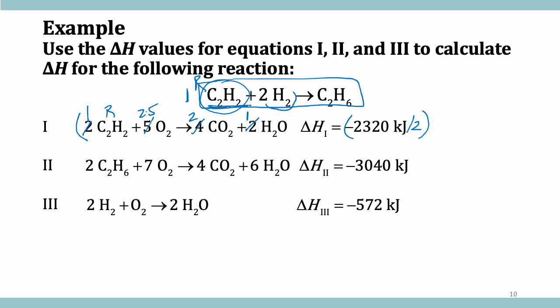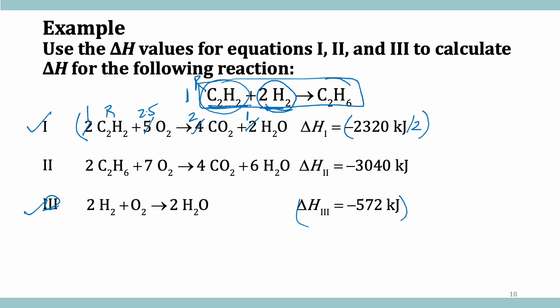I need 2 hydrogen. Which reaction out of the 3 has hydrogen? It's the third reaction. I want 2. I have 2. I want on the reactant side. It is already on the reactant side, which means I'm good. So do I do anything to this reaction? The answer is no. I just take it as it is, which means my H3 is whatever it is, and I'm done with this.